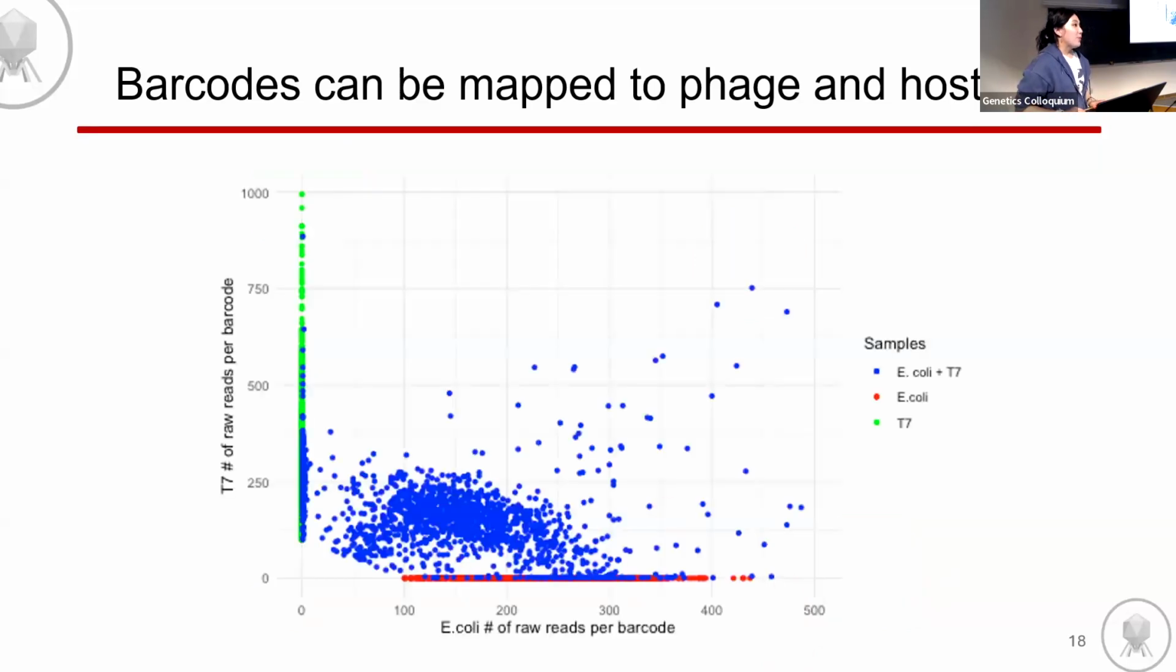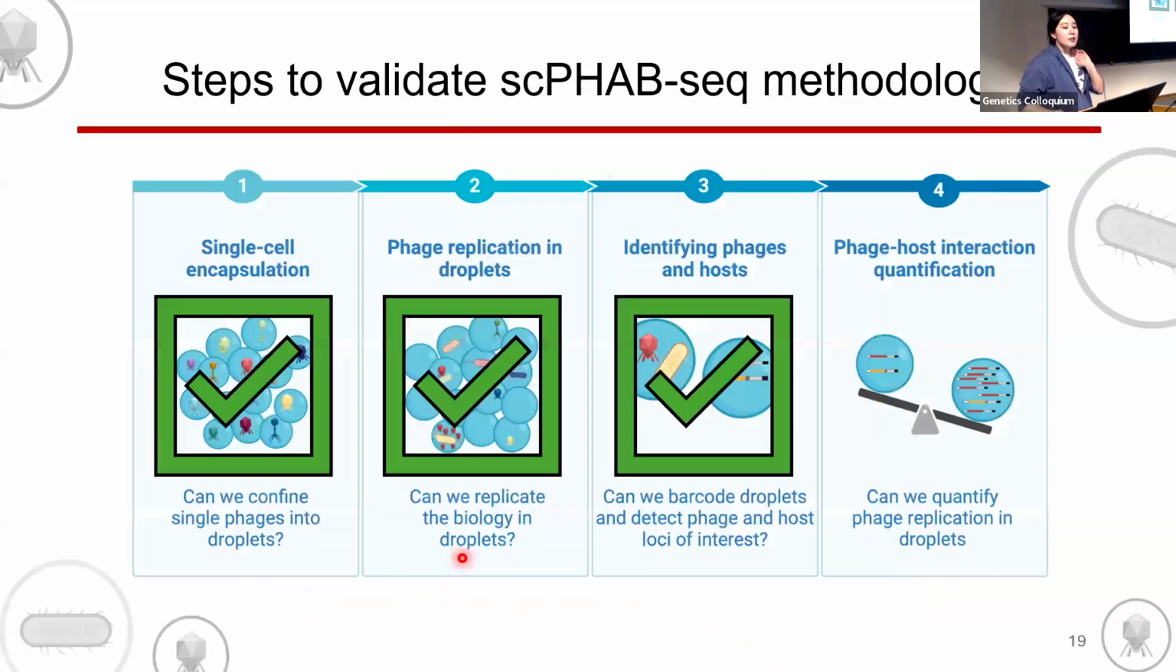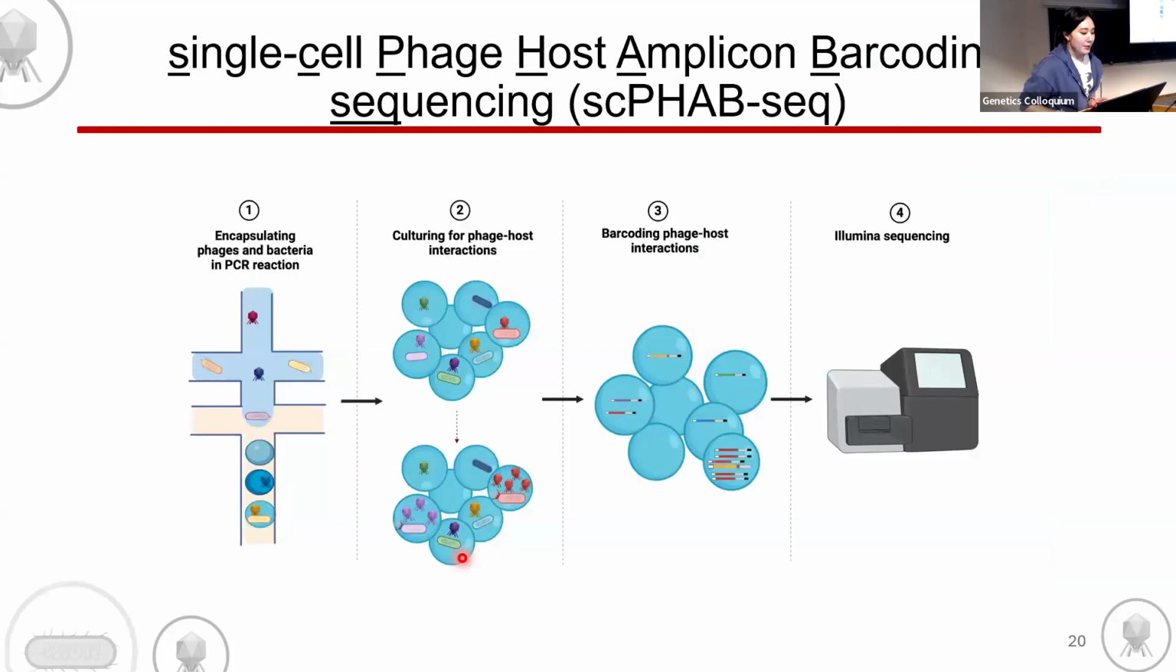And you could see right here that we can actually identify the contents of each droplet. So you could see that we could actually capture both E. coli and T7. So everything on the linear parts are just one sample alone, and then everything in the middle are the phages and the bacteria mixed together. So I basically showed you that we were able to complete 3 out of the 4 steps. And the real challenge came with step number 4, which is actually quantifying these interactions. Are we able to count how many phages we're able to replicate within the droplets?